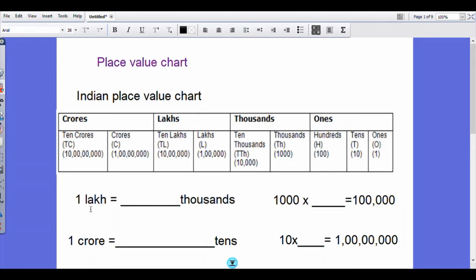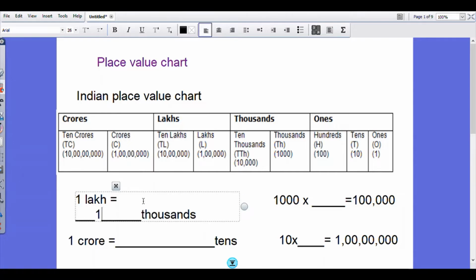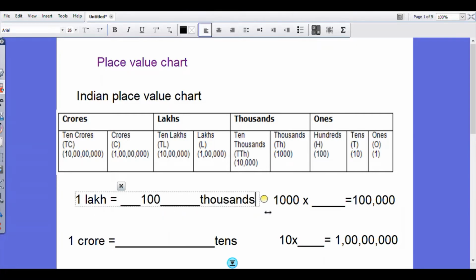Now see, in 1 lakh, where is lakh? How many thousands are there in 1 lakh? If you move to the thousands, one, two, that means 20 thousands. That means 100,000. 1 lakh is equal to 100,000.